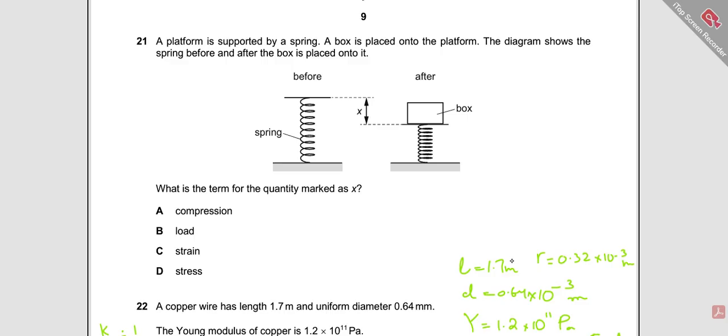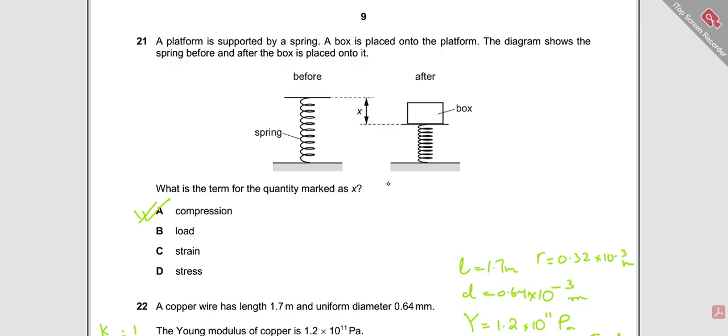A box is placed onto the platform. The diagram shows the spring before and after the box is placed. Now, what is the term for the quantity marked as X? This X, of course, is compression. The length has reduced. The box placed would serve as a load, and its weight per unit area will give us a stress, and the change in length per unit original length will give us strain. So the answer for this change is compression. It is represented with X in this diagram.